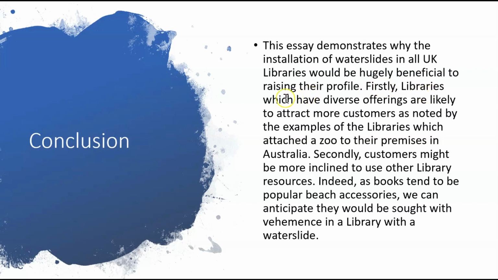So firstly, libraries which have diverse offerings are likely to attract more customers, as noted by the examples of the libraries which attached a zoo to their premises in Australia. Secondly, customers might be more inclined to use other library resources. Indeed, as books tend to be popular beach accessories, we can anticipate they would be sought with vehemence in a library with a water slide. So you can see I'm just building it up a bit more than what I had in my introduction, and in hindsight reiterating what I said throughout my entire paper with great emphasis on my argument and bringing out my pathway points. So that's everything I have for this brief video on outlining academic writing structure.